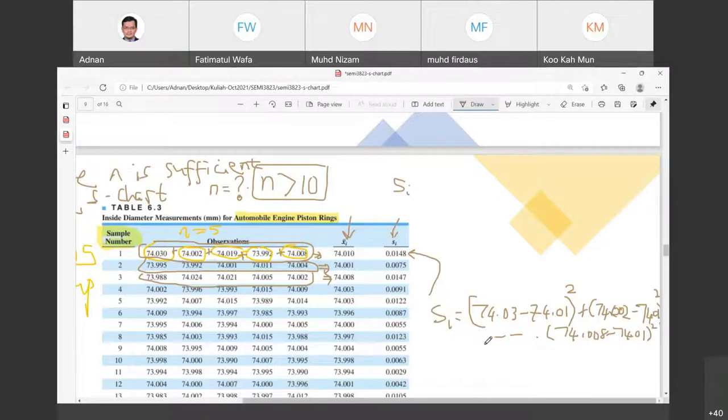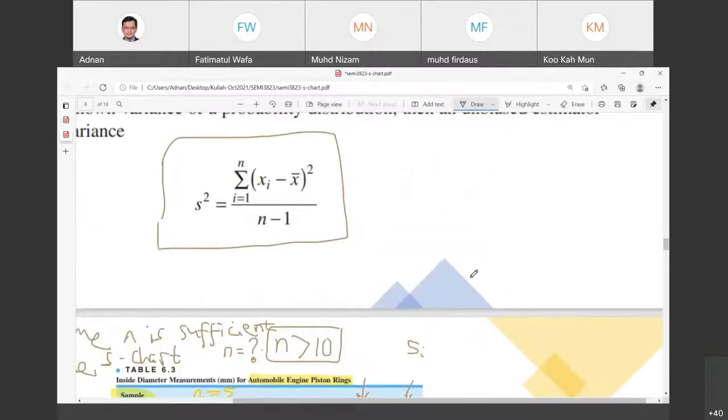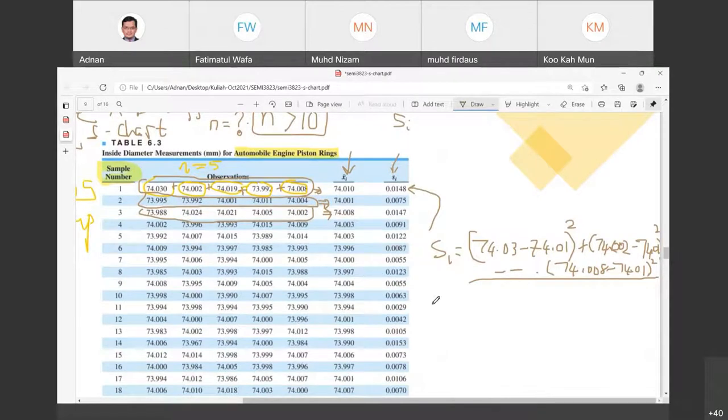Then you divide by n minus 1. In this case n is 5, so 5 minus 1. So now you get this S1. So repeat the same. Of course, manually it is going to be tedious, but if you put it in Excel, you just copy the formula, you get the answer.